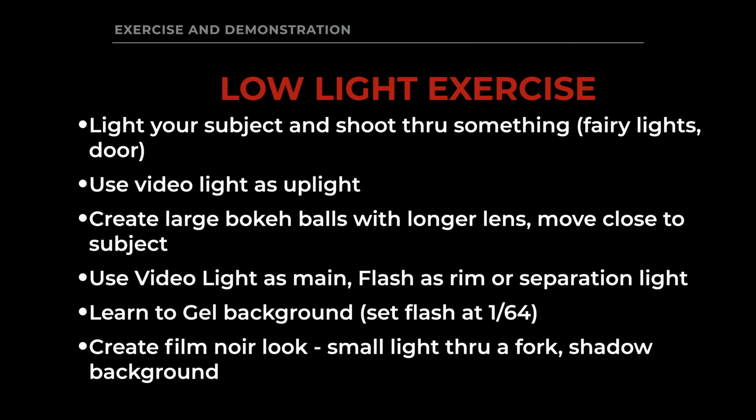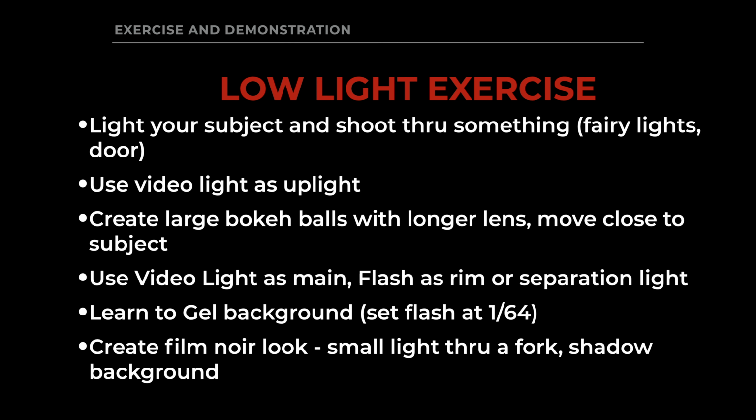Exercise number 4. Use the video light as your main light, and now you want to add flash. You can add flash as a rim light. You can also add flash by gelling it and making your background a different color if you want to. And if you want to do that, generally I say start your flash at about 1/64th power, shine it against your background and see how that looks. If it's too bright, then knock it down. If it's not bright enough, pump it up. You can just adjust by sight.